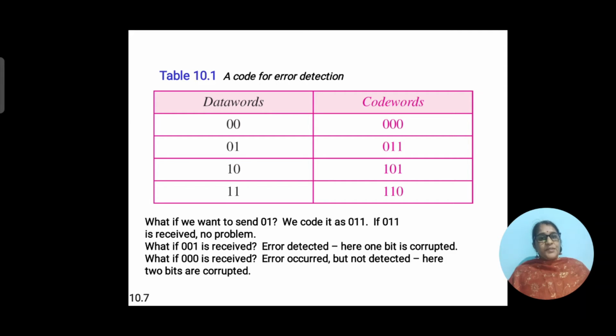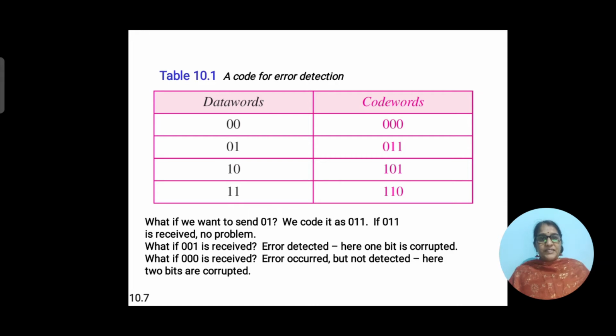If we want to send 01, we code it as 011. If 011 is received, no problem. As we said, a single bit error is detected. But what happens if we receive 001? Error detected. Here one bit is corrupted. What if 000 is received? Error corrupted but not detected. Here 2 bits are corrupted.